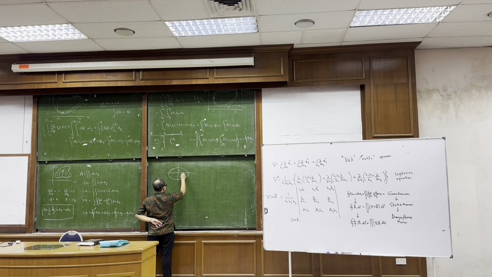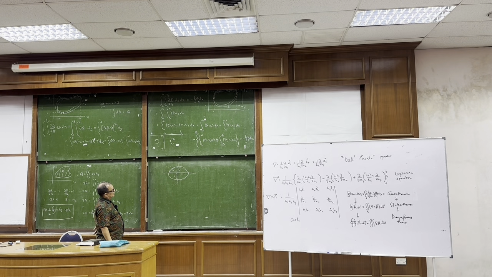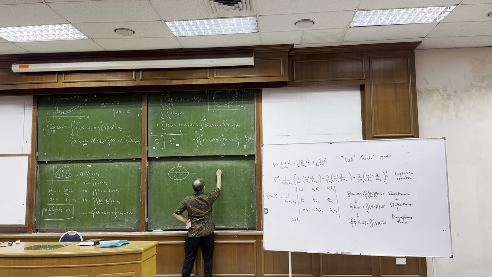B, A, ellipse. My drawing is not so good, but this should be the same. This one is B, this one is A. Okay, elliptical. Does anybody know the formula for the area of an ellipse? Pi, actually: pi multiplied by AB.